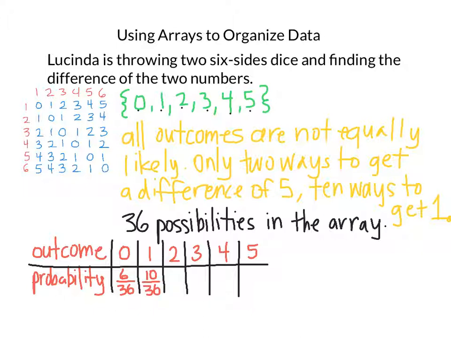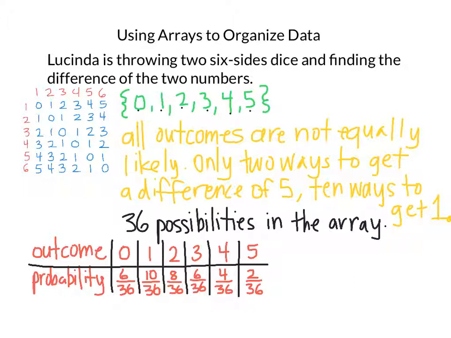How many 2s out of 36? And so forth. Now to make sure the probability model is complete, we should add up all the numerators and make sure that equals 36 out of 36. So 6 and 10 is 16, plus 8 is 24, plus 6 is 30, plus 4 is 34, plus 2 is 36. So we have all of our outcomes and their probabilities.